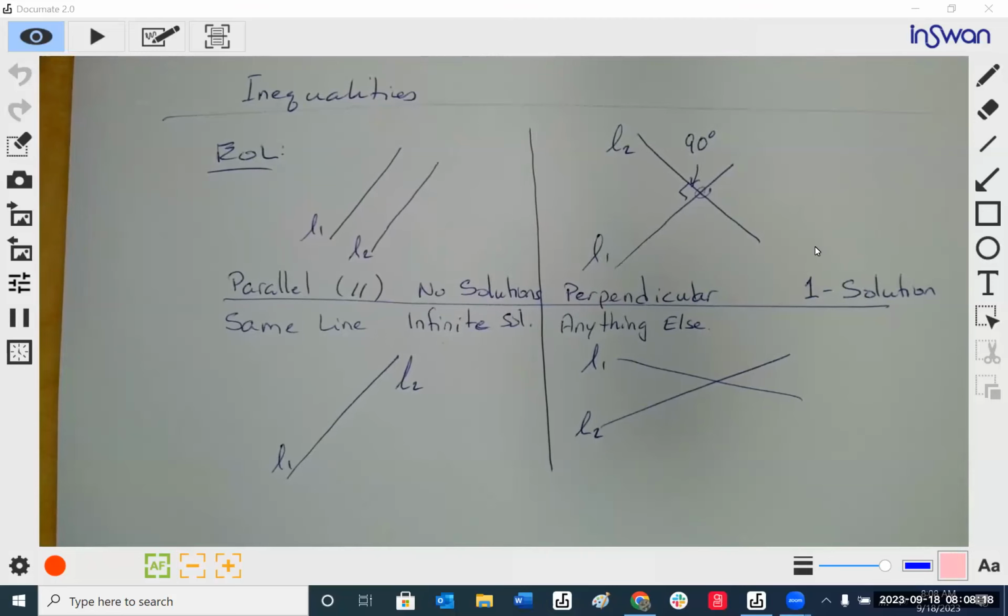I'm really, really thinking about making all the tests in the testing center now. No notes, no anything. I'm going to force you to learn this one way or the other, because you're not doing anything right now.